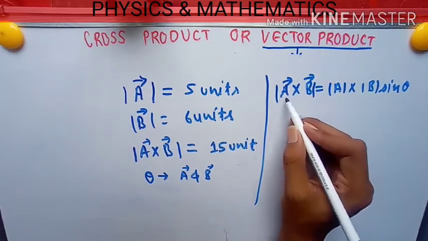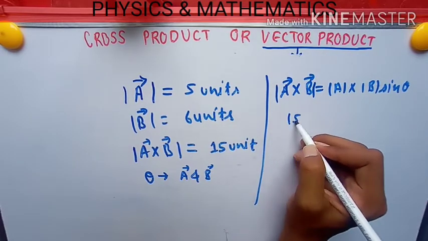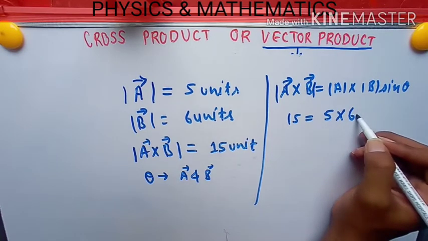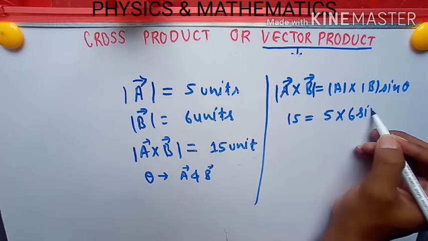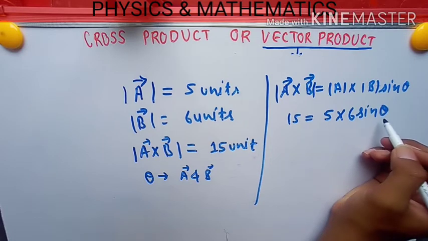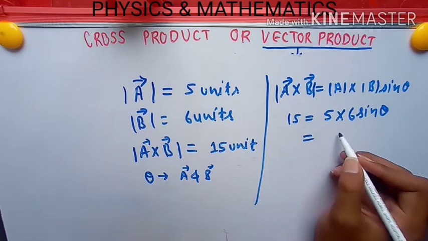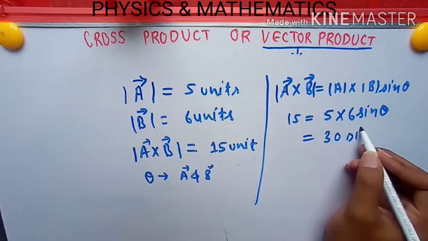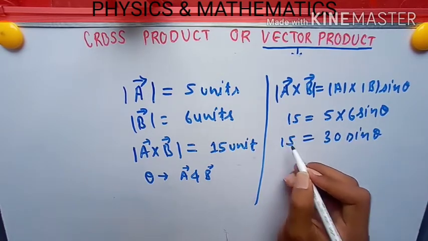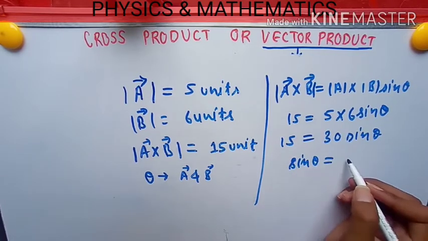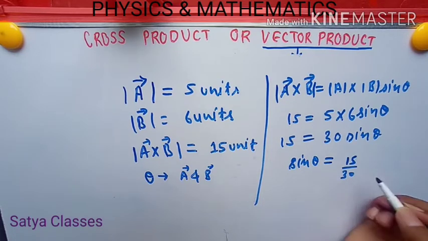Now this value is given to you, equal to 15 units, and thereafter 5 into 6 sine theta. Okay, now multiply them. 6 fives are 30, 30 sine theta. Thereafter sine theta is equal to 15 by 30. This gives you 1 by 2.